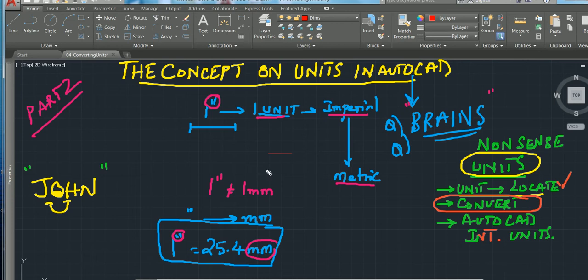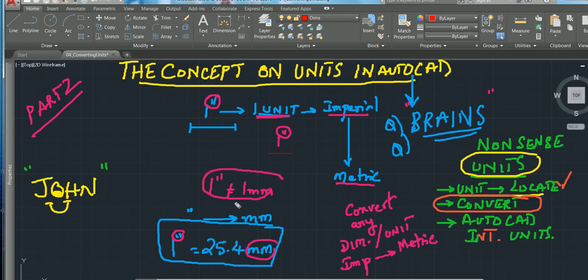So what did you understand so far? Whenever you convert from any unit of measurement, that means from imperial to metric, AutoCAD does not care about it. He only knows it as units. So it's 1 unit. You wrote it before as 1 inch, now you made it 1 millimeter. He doesn't care. But for us, 1 inch is not equal to 1 millimeter. For us, 1 inch is equal to 25.4 millimeters.